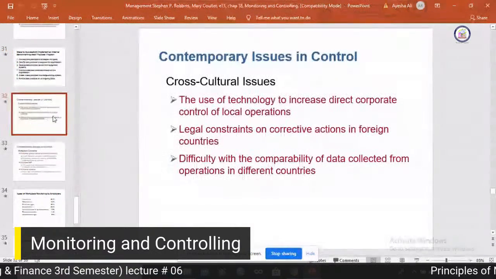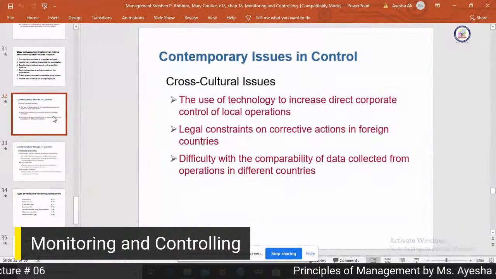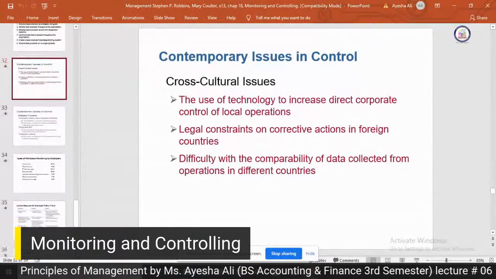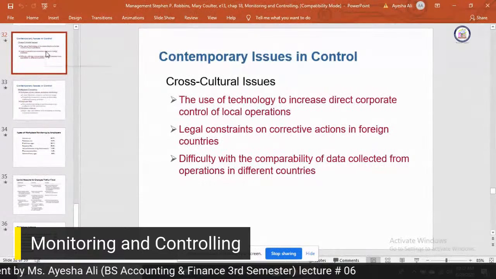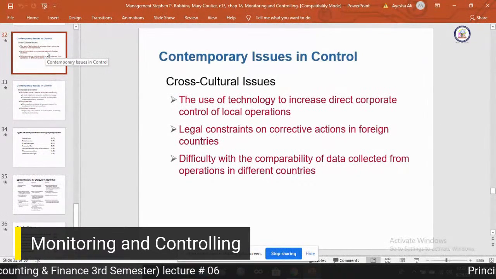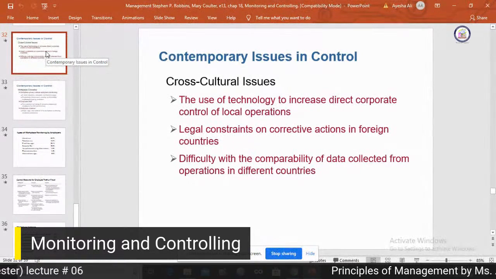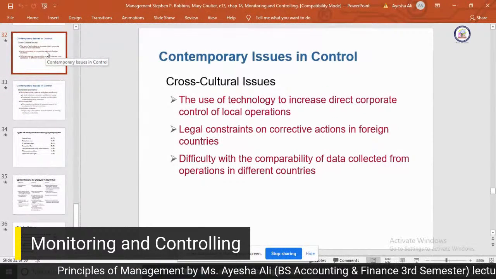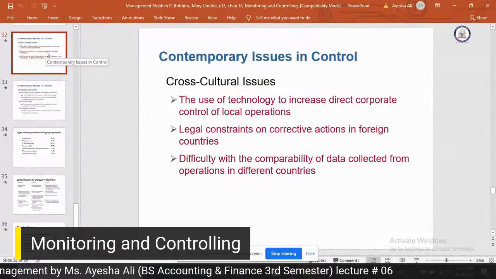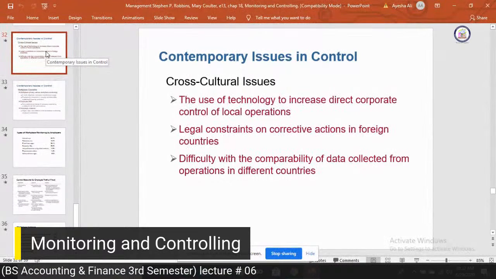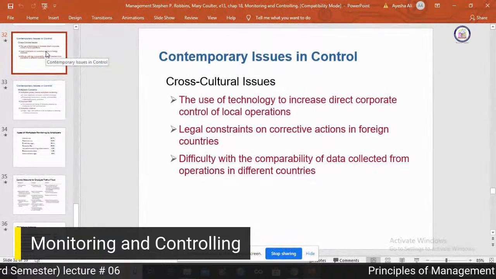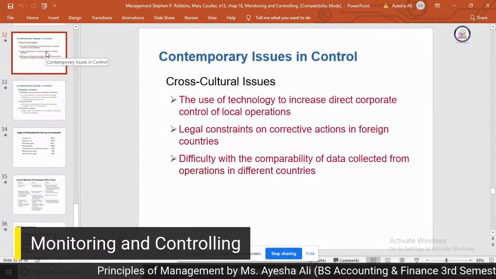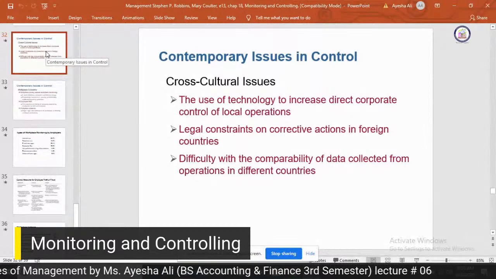So then we have some contemporary issues in control. I hope you guys are reading the chapter, because if you read the chapter, it will be easy for you to understand these concepts, because these slides are basically made from the book. All the points which are discussed in this slide are taken from the book. So please read the book. It's my advice for you, and it's beneficial for you.